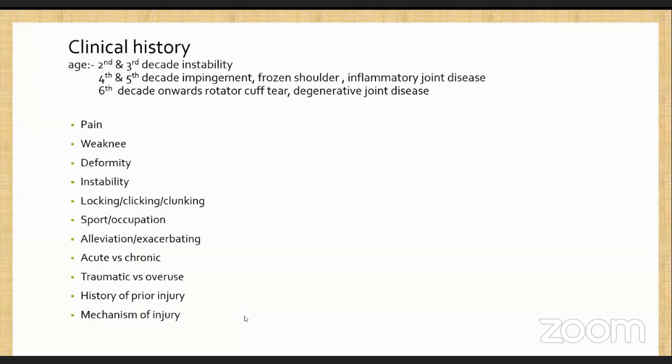Another thing, clinical history. Second and third decade: instability. Fourth and fifth decade: impingement, frozen shoulder, inflammatory joint disease. Sixth onward, it's a degenerative disease. So always insist on getting an MRI, and if it is arthritis, you should rather go for a shoulder joint replacement, resurfacing, or if the muscles are torn, a reverse shoulder.